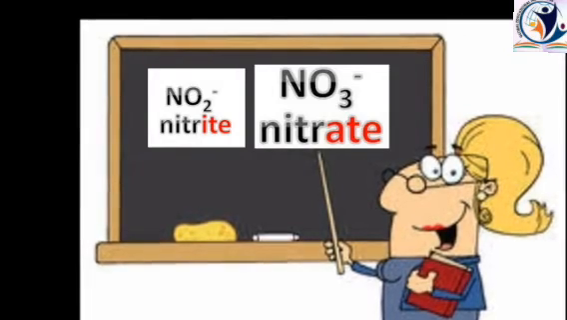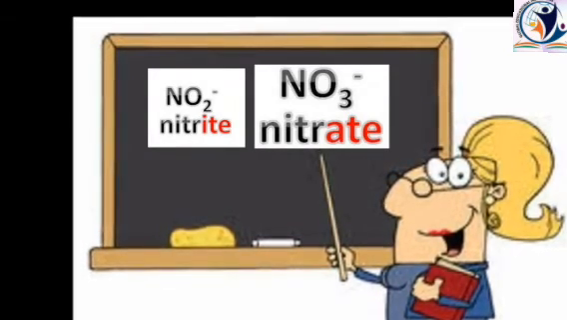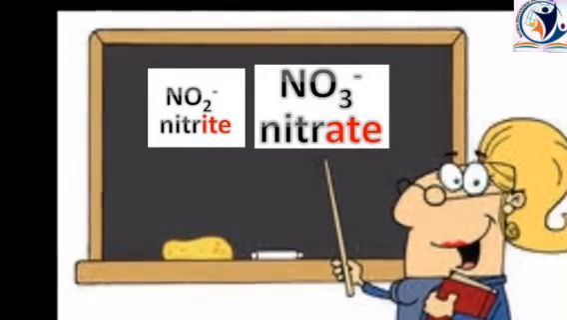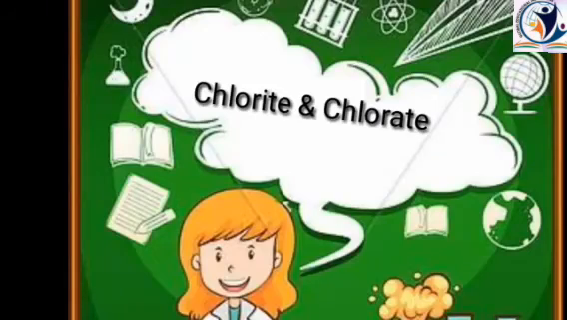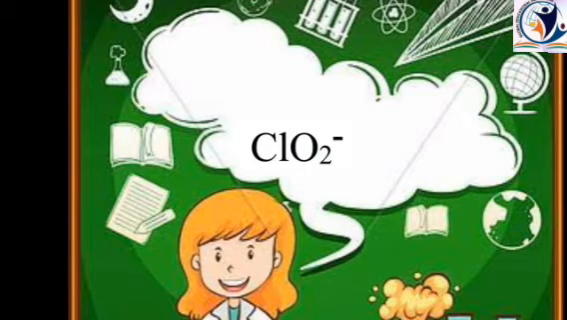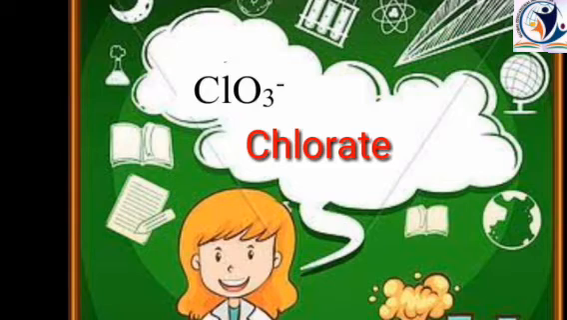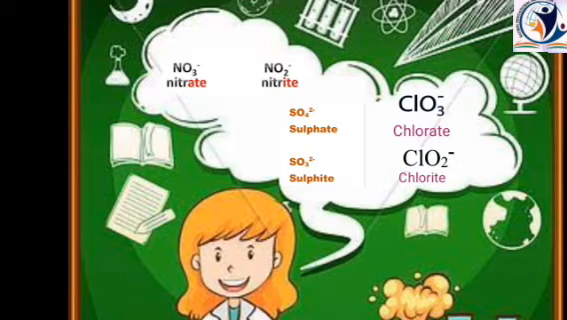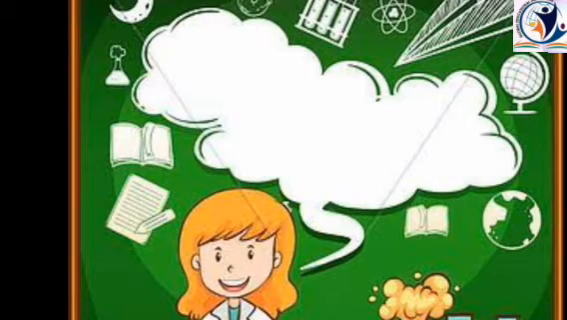"ite" is added as a suffix as it is having 2 oxygen, whereas the second one will go with nitrate as it is having 3 oxygen. Same here, chlorite and chlorate. Chlorite means we can write the formula as ClO2 minus and chlorate ClO3 minus. So we can conclude here that if by seeing any formula ending with ite or ate, it can be understood oxygen is present in it.